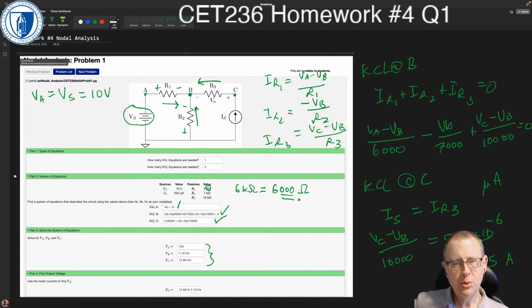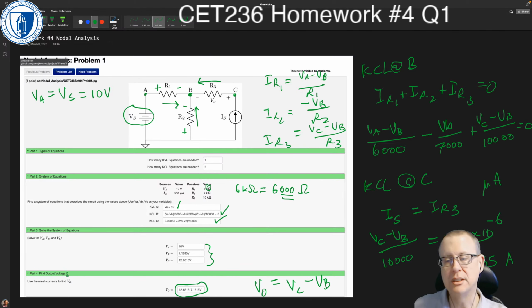And then the output voltage is V out, and you could do this a number of ways. I just prefer to say that V out equals VC minus VB, right? So that's all I wrote in the answer. I didn't even calculate it, and it's still giving me the check mark.